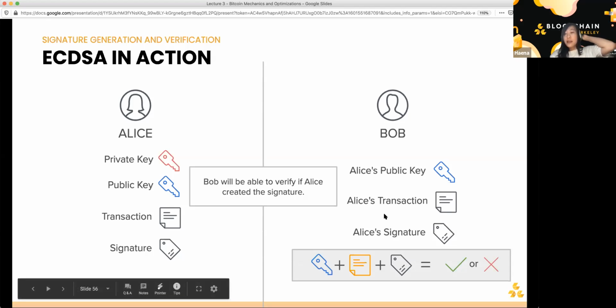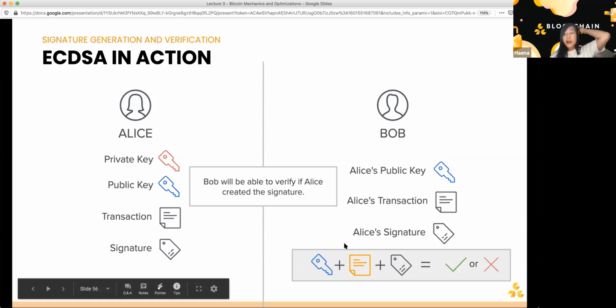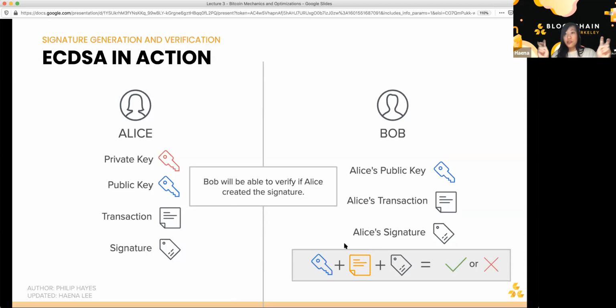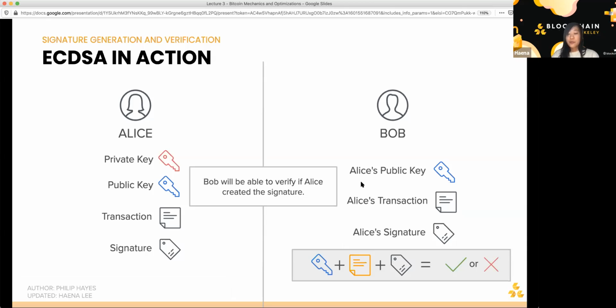And additionally, Bob will be able to recreate the transaction hash that Alice made to create the signature, because the cryptographic hash function used to create that hash is also public knowledge. So as long as Bob has the original transaction, he will be able to recreate the transaction hash.